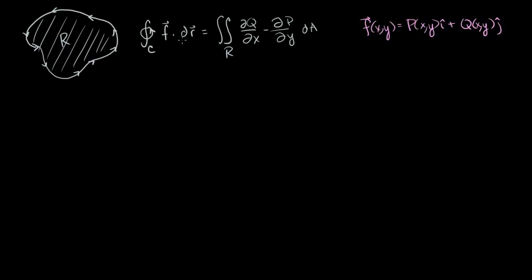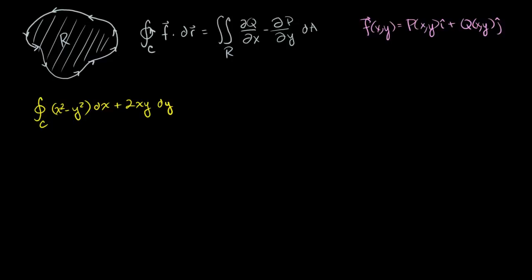With that said, it was convenient to write Green's theorem up here. Let's actually solve a problem. So let's say I have the line integral, and let's say we're over a curve. I'll define the curve in a second. But let's say that the integral we're trying to solve is x squared minus y squared dx plus 2xy dy.